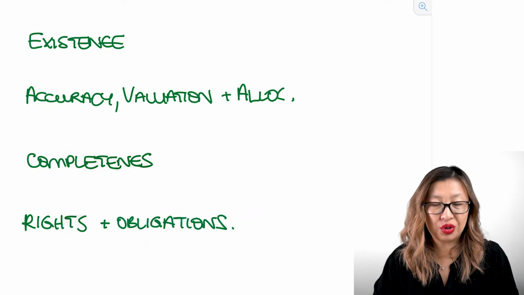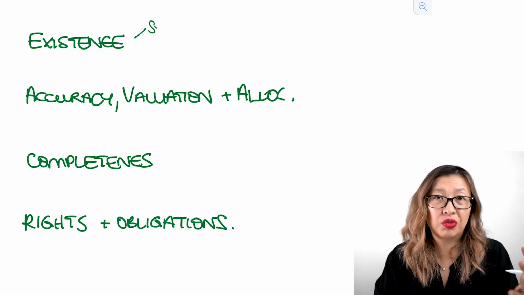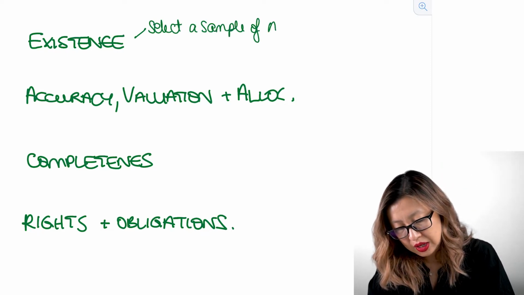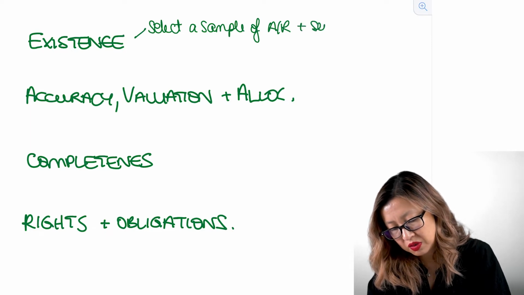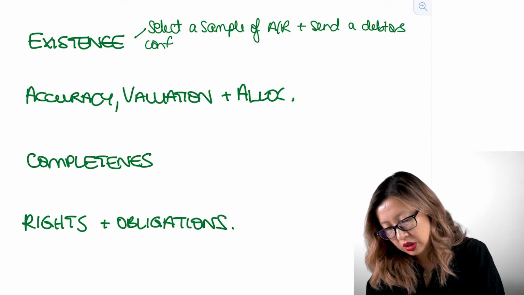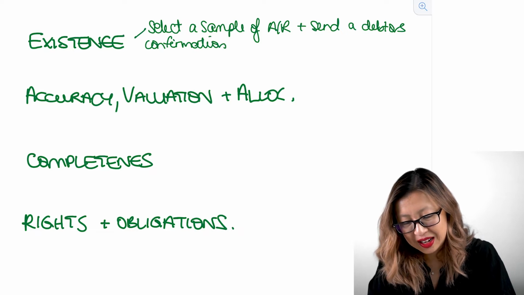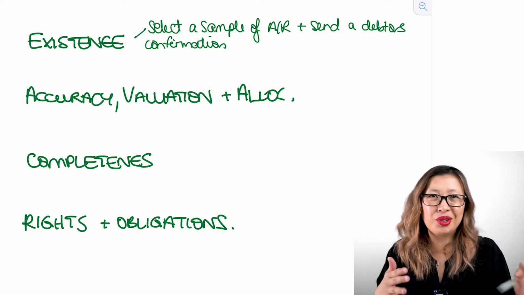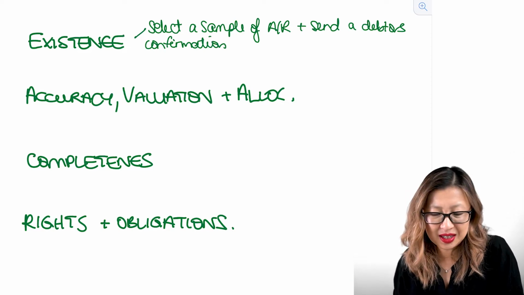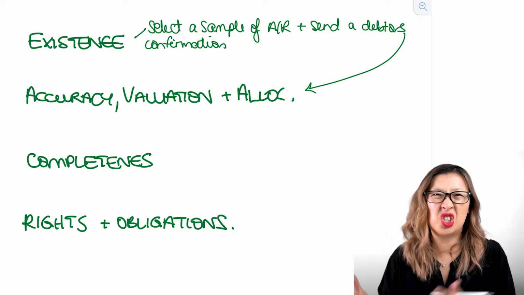So how could we prove that these customers are real customers? Well, number one, we could look for real sales. So we could select a sample of accounts receivable and send a debtor's confirmation. Now, a debtor's confirmation is basically a letter that the auditor sends to the debtor and says, hey, are you a real debtor? Do you owe us this amount of money? So it's a really great test for existence. It'll also help you a little bit with testing valuation, but it's not a great test.